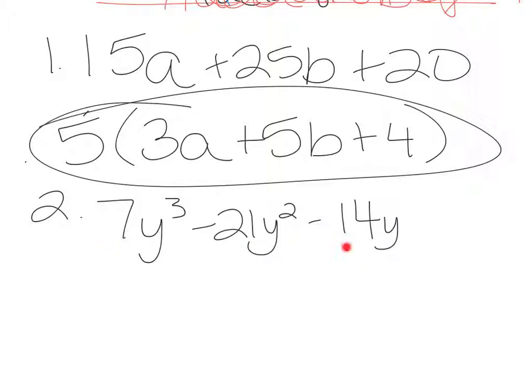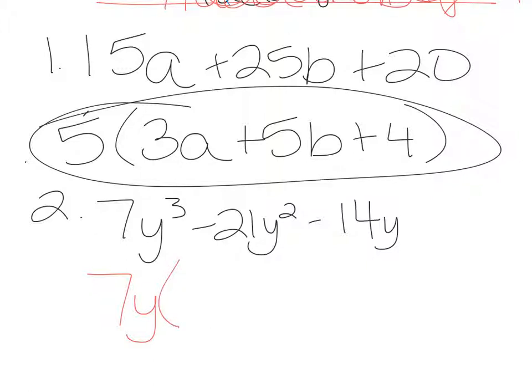I have a 7, 21, and 14. So the greatest common factor between those three terms would be a 7. Okay, so remember, we next need to look at our variables. So I have a y cubed, y squared, and y. I want to know how many y's they have in common. And if you remember doing that from a few days ago, they only have one y in common, so the greatest common factor between those three terms is 7y.